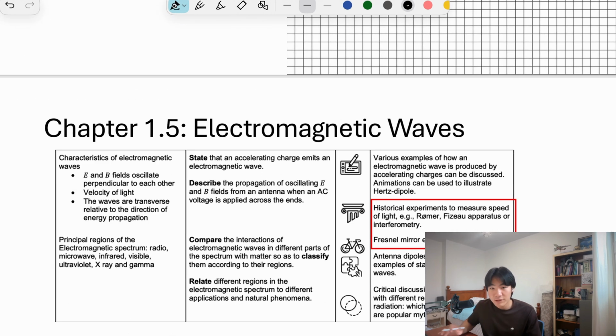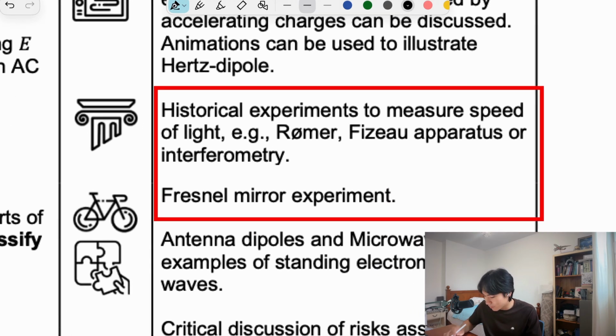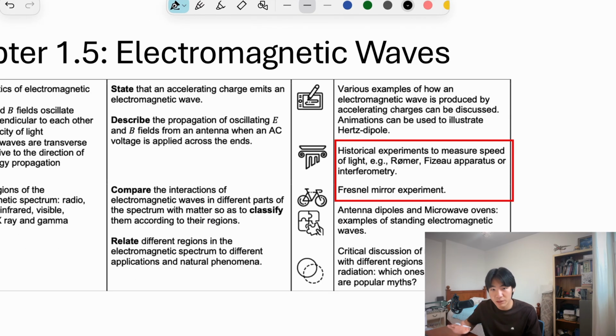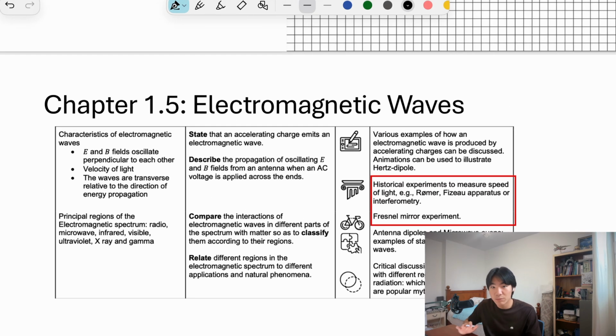So I was looking through the syllabus once again after I thought I finished making the slides, but I read about this part here: historical experiments to measure the speed of light. For example, these ones. These should be covered in class as well, but in our class we didn't cover them. So I'm going to very briefly touch on them, like 1 minute per topic here.